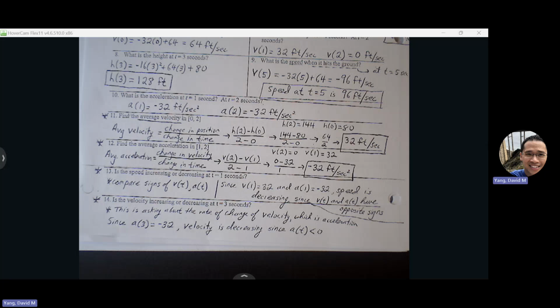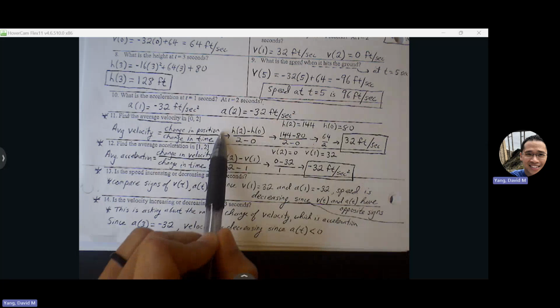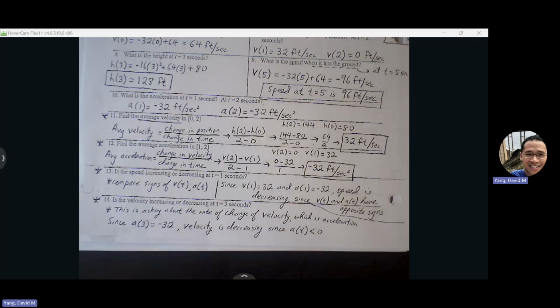Change of position. So just take the position function and just subtract and divide.